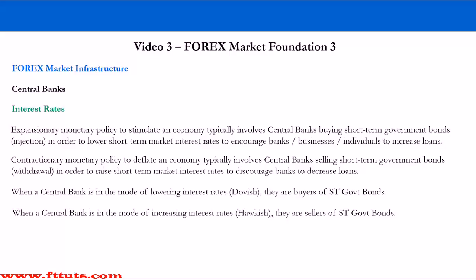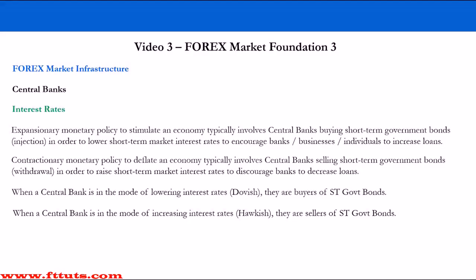So the contractionary way of doing this to deflate the economy typically involves the central banks selling short-term government bonds. So they're not only just buying government bonds, they're selling them as well in order to make withdrawals from the system. And this basically raises short-term market interest rates and discourages banks and makes them decrease loans. So basically withdrawals are coming out of the system. Now, when the central bank is in the mode of lowering interest rates, this is called being dovish. They are basically buyers of short-term government bonds. And when the central bank is in the mode of increasing interest rates, they are basically what's termed hawkish, and they are sellers of short-term government bonds.